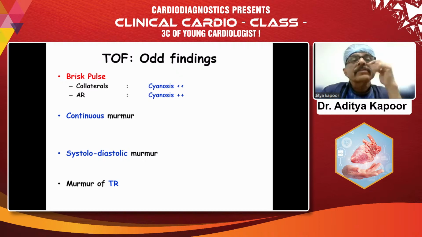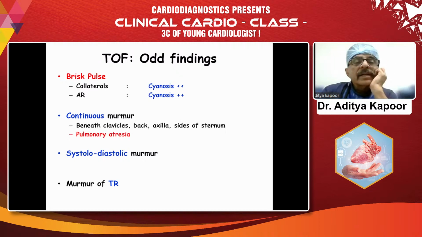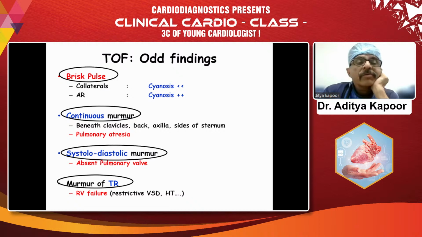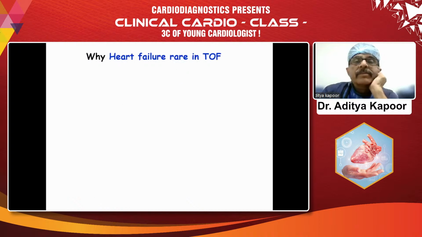Tetralogy with brisk pulse will be collaterals and AR. Continuous murmur, you might hear a murmur of the collaterals in pulmonary atresia situations. Systolodiastolic murmur: absent pulmonary valve, and a murmur of TR rare only in RV failure, restrictive VSD, associated hypertension, etc. So these are the four important variants of tetralogy and clinical examination you should remember.